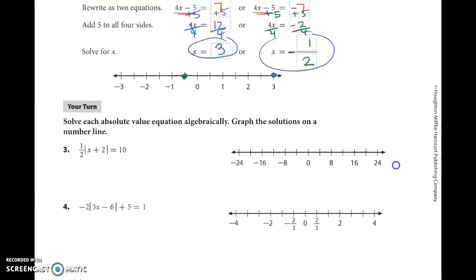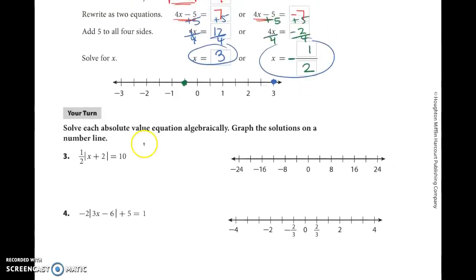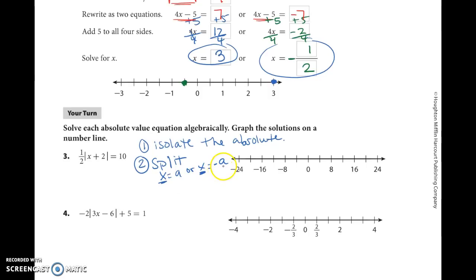So for the your turn, you're going to want to go ahead and do the two steps we talked about. Step 1 is isolate the absolute value. And step 2 is to split, where x equals a or x equals negative a. So that argument inside of the absolute value has to equal both the positive and the negative of what's over there after you've isolated the absolute value. Oh, I said it, but I didn't write. There you go.